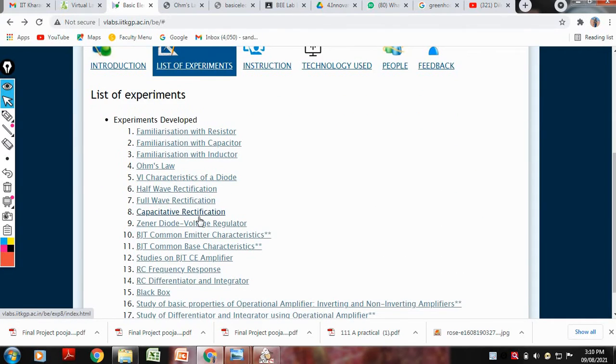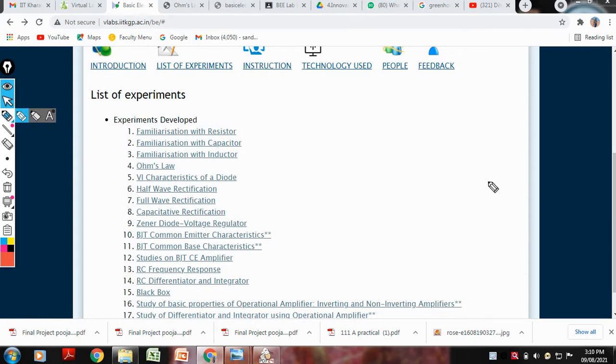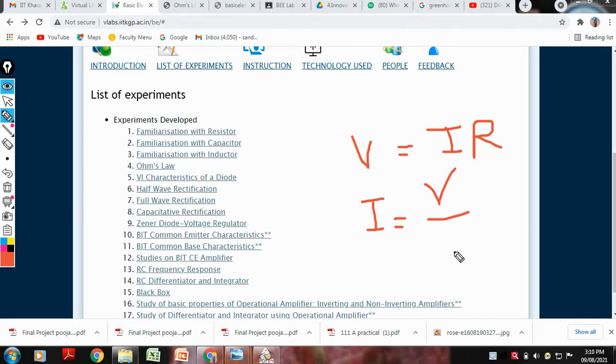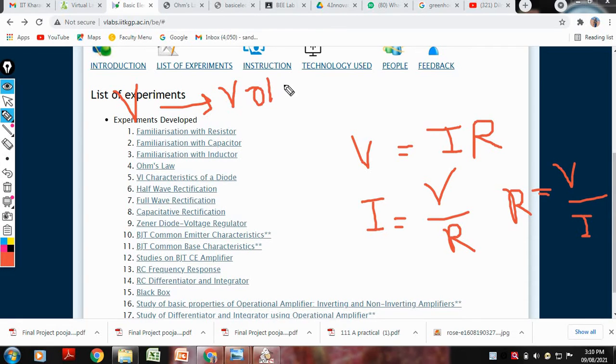First is Ohm's law. What is the concept of Ohm's law? V is equal to IR, that is, voltage is directly proportional to the current and resistance, in which we need I is equal to V by R, and also R is equal to V by I. Voltage is measured in volt, current is measured in ampere, and resistance is measured in ohm.